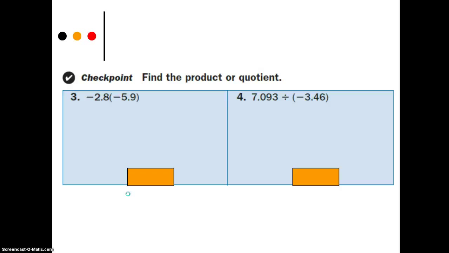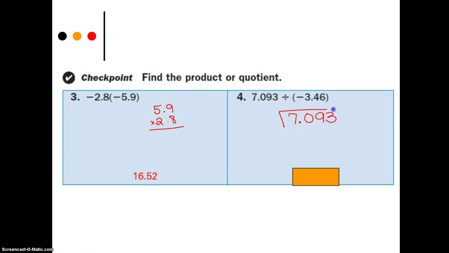Find the product or quotient for 3 and 4. Number 3, if you need help setting it up, remember you do not have to line up the decimals, they just happen to be lined up. Pause the video and solve the problem. Two negatives make a positive, 2 decimal places, so your answer is 16 and 52 hundredths. For number 4, I can help you set it up. Make sure you're doing it by yourself.